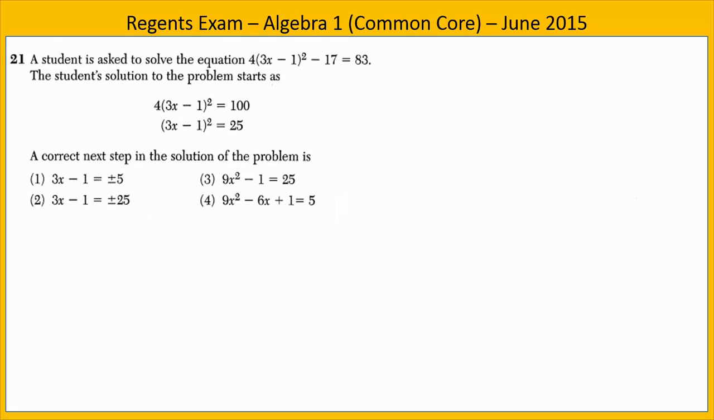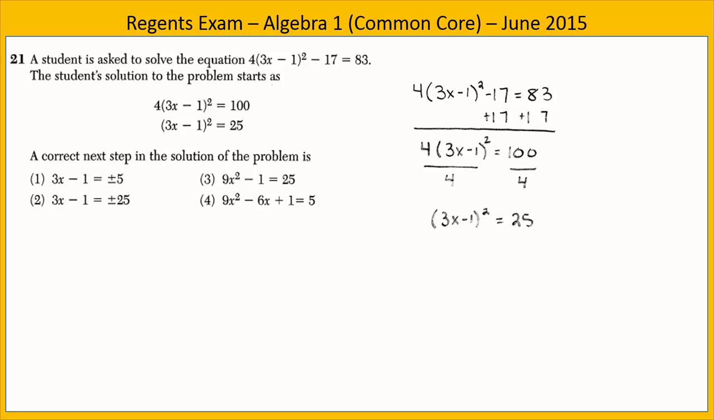In exercise 21, we're given an equation to solve, and they give us the first couple of steps that the student performed. They want to know what the next correct step is. Let's write out the equation, and let's work through solving it so that we can find the next correct step. The first step was to add 17 to both sides, and that gave us 4 times (3x minus 1) squared equals 100. The next step would be to divide by 4, and you'll see we have (3x minus 1) squared equals 25. What's the next step?